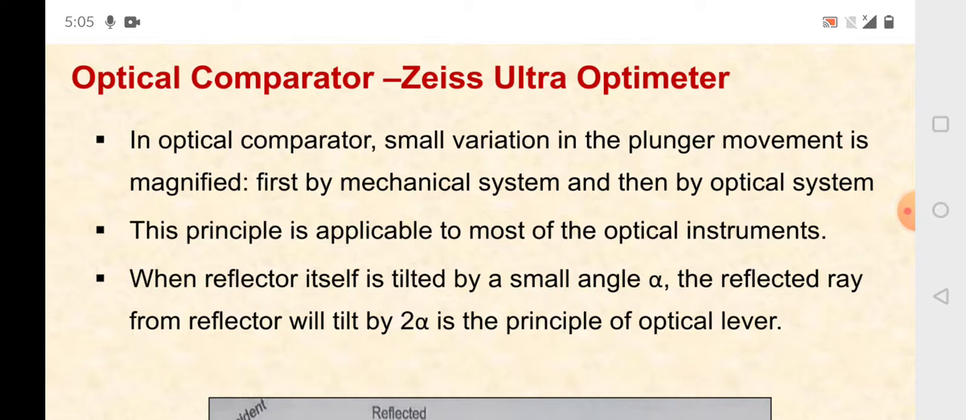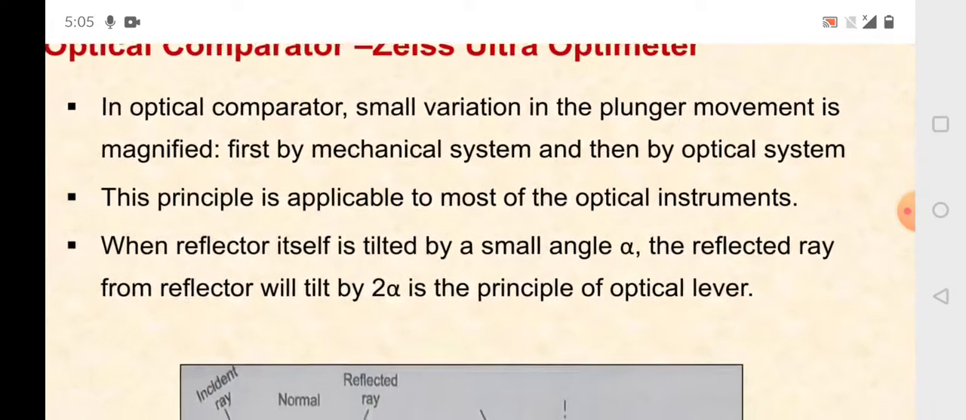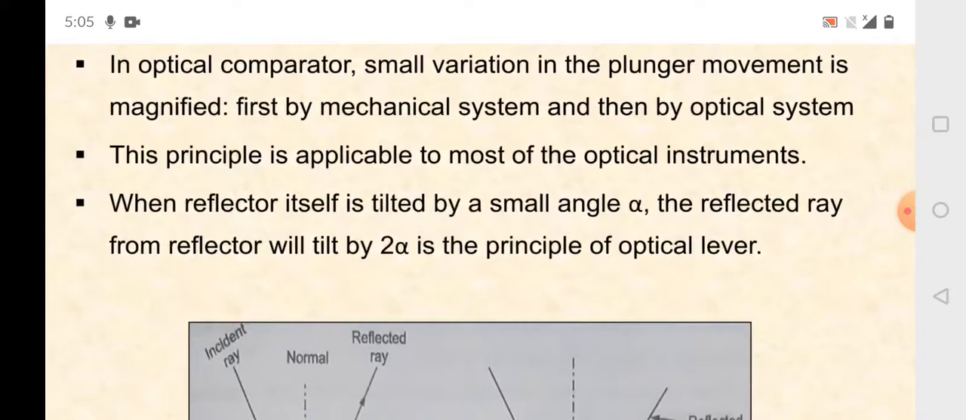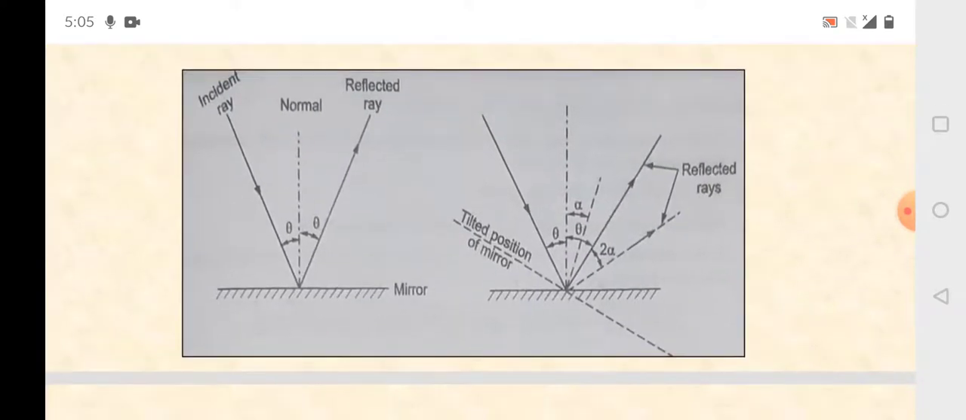Because they are magnified, they can be seen with the help of the movement of the indicator on the dial. So in optical comparator, a small variation in the plunger movement is magnified first by the mechanical system and then by the optical system. This principle is applicable to most optical instruments. When the reflector itself is tilted by a small angle alpha, the rays reflected from the reflector will be tilted by 2 alpha. This is the principle of the optical lever. So here we can see the magnification is very high.